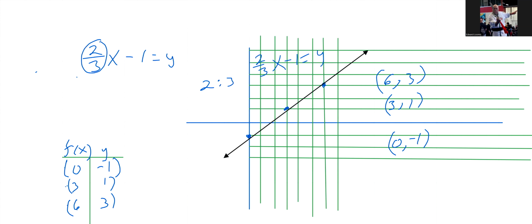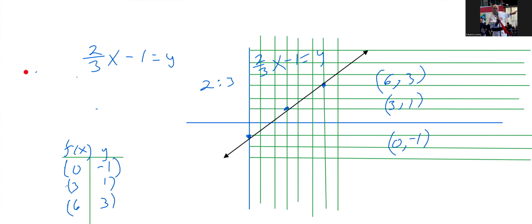When it was a +2 and x, I just put it over 1 and my slope was 2 over 1. This time it's 2/3. My slope is 2 to 3. It rises 2, it runs 3. If I look at the chart, I see I come up 1, 2 times. That's my rise. I come over 1, 2, 3 times. That's my run. My rise was 2, my run was 3, or 2 to 3. That is the slope of the line.